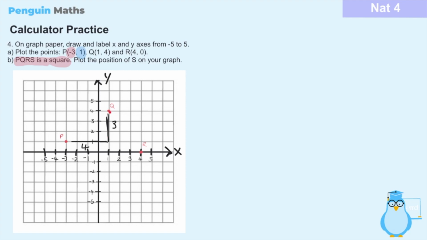And now since we know that, we can do the exact same from R to get to point S, this imaginary point S. So if we move 3 down from point R, we have 1, 2, 3. And then if we move 4 across, 1, 2, 3, 4. This gives us this point right here, so I'm just going to mark this in right now.